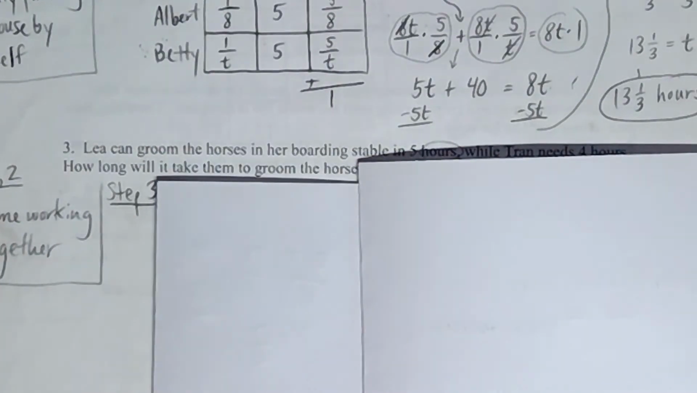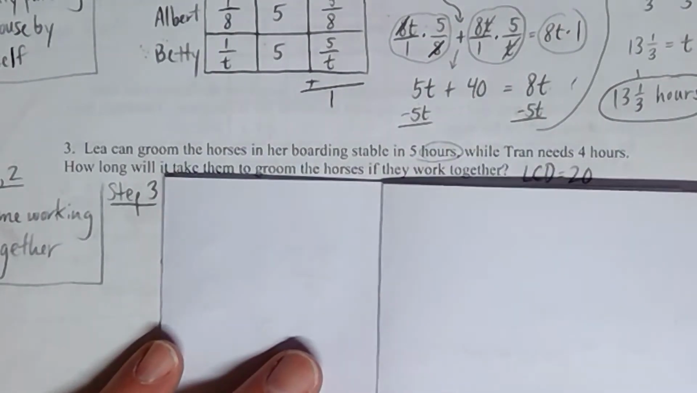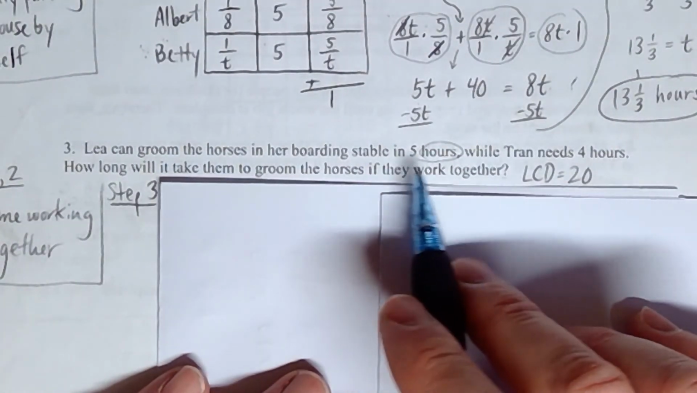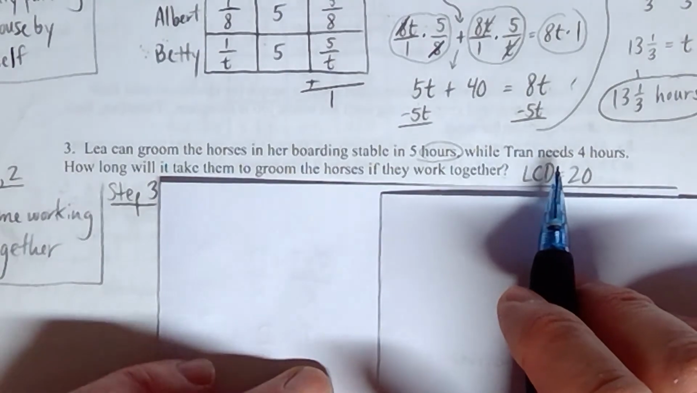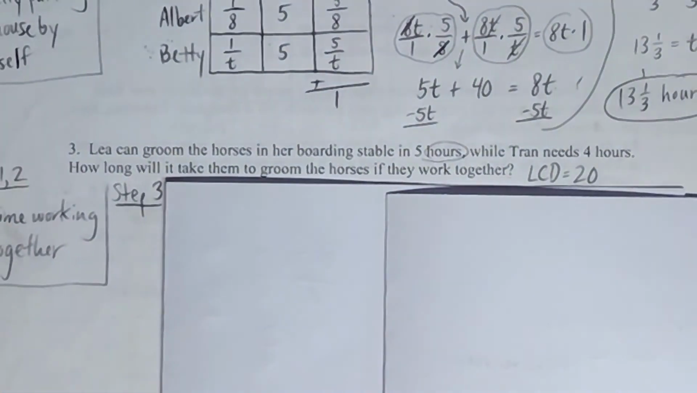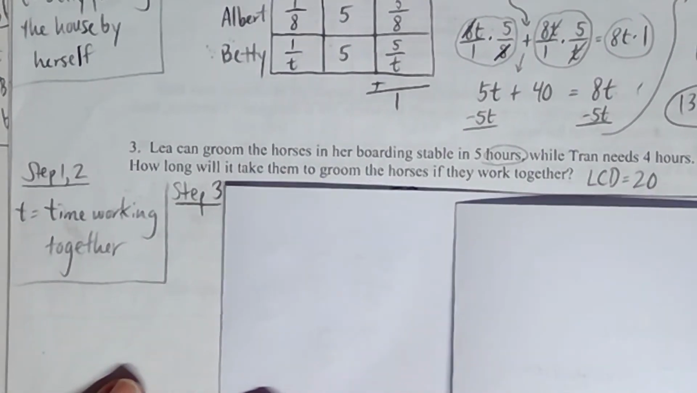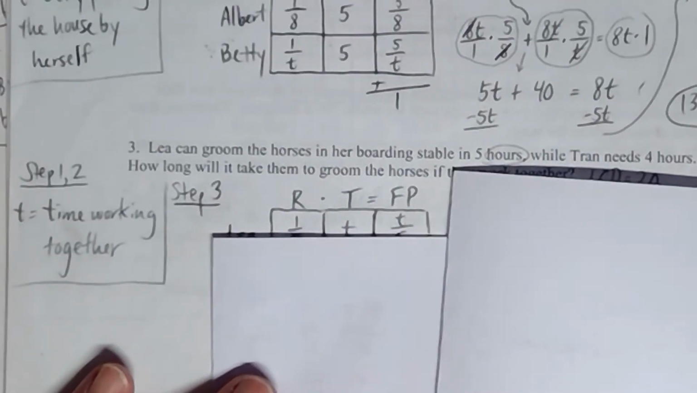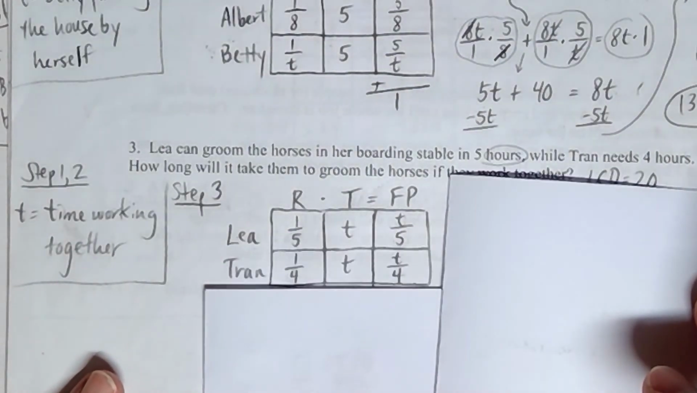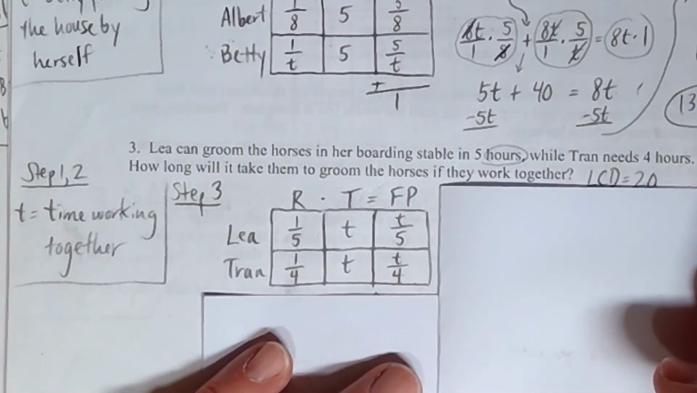Okay, let's take a look at number 3 here. Leia can groom the horses in her boarding stable in 5 hours. Tran can do it in 4. How long will it take them to groom those horses working together? So again, time working together is T. So we have these pieces of information here in the boxes.